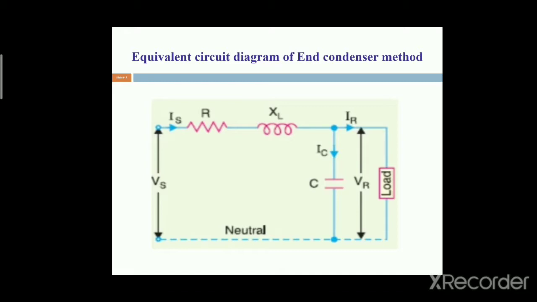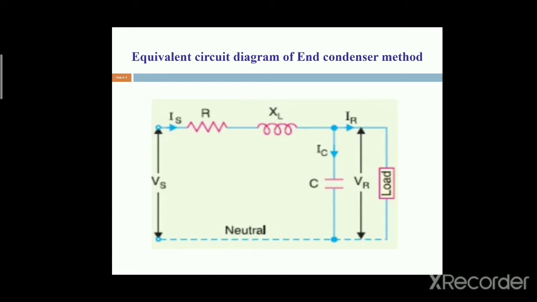This is the equivalent circuit diagram of the end condenser method. First, what is meant by the end condenser method? Basically, depending upon the connection of the capacitance, the medium transmission line is divided into three types. The first one is the end condenser method.